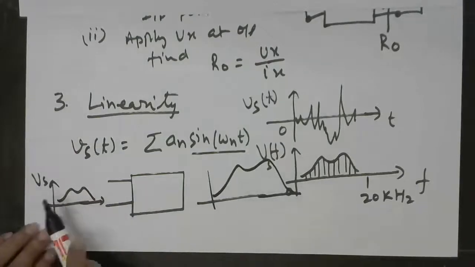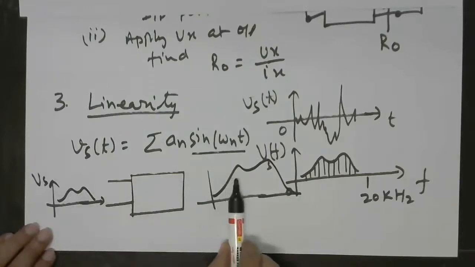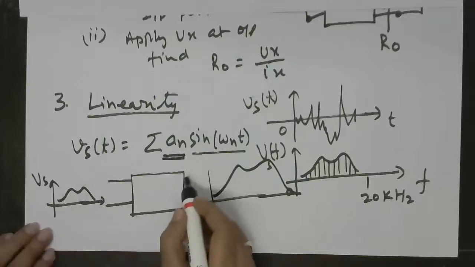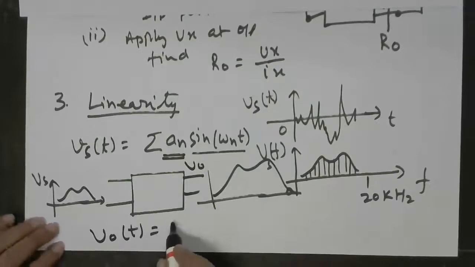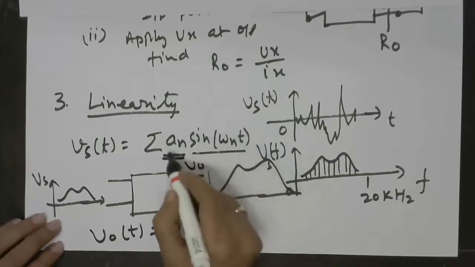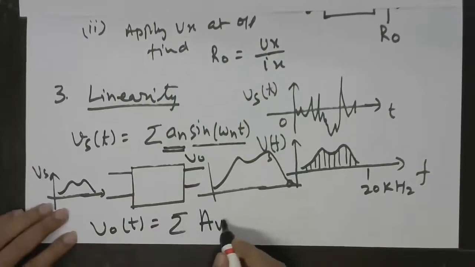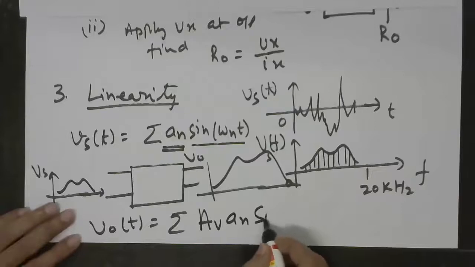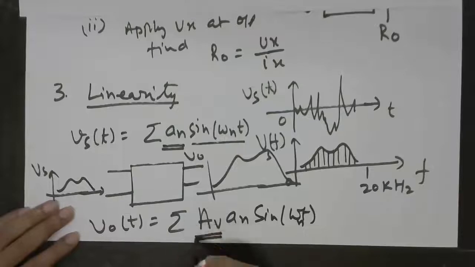That means every sinusoid which is present on the input side also exists on the output side, but with larger amplitude. So on the output side, VO, what you will get is the same signal, everything will be there, except now there will be a constant number AV which will multiply each of these coefficients, which are basically the amplitudes of the sinusoids present in the signal. So this is the job of the amplifier.